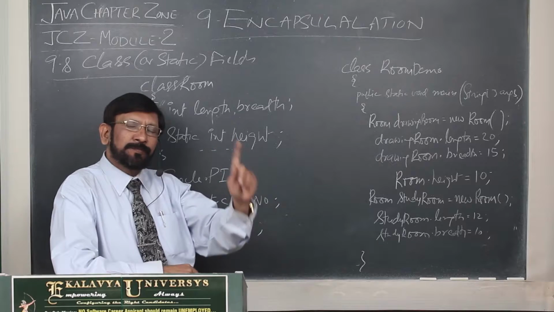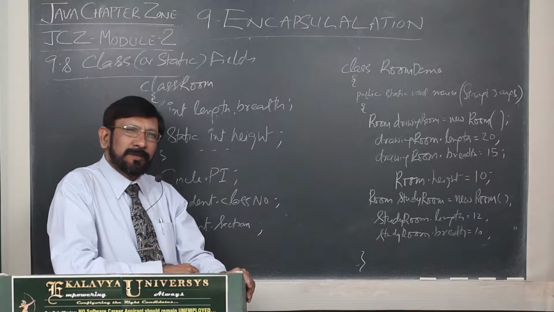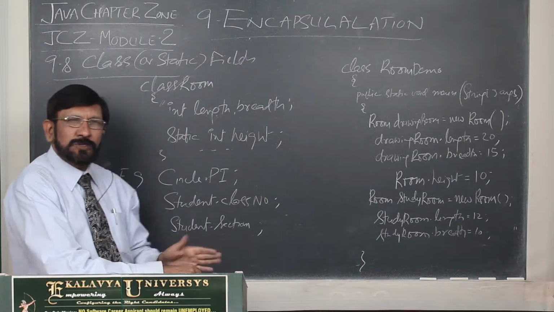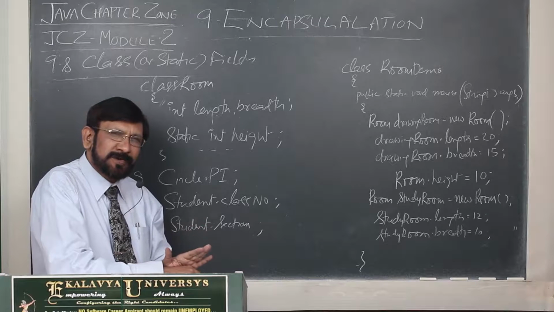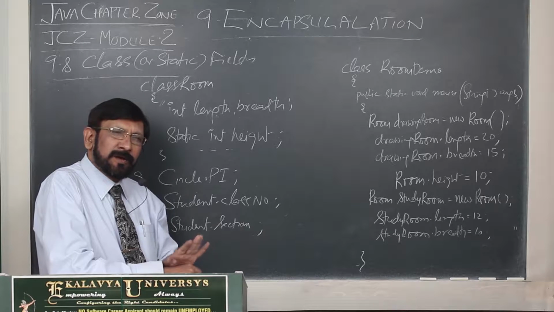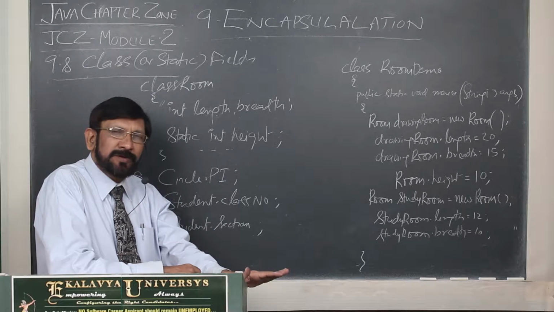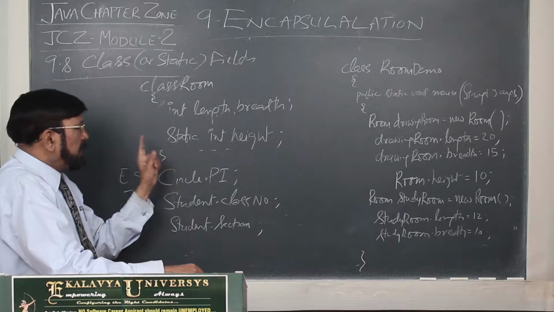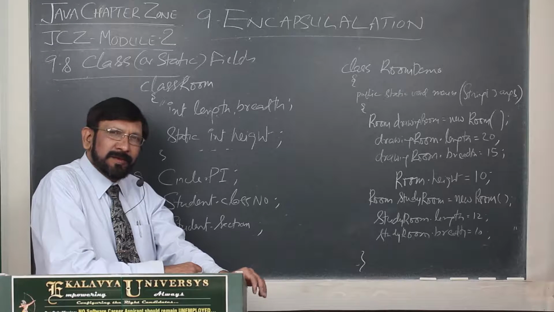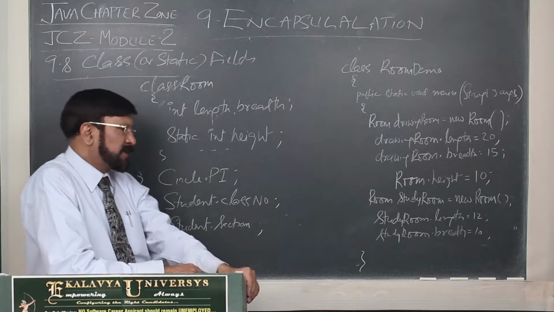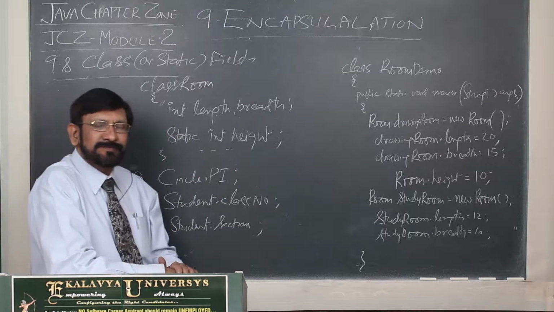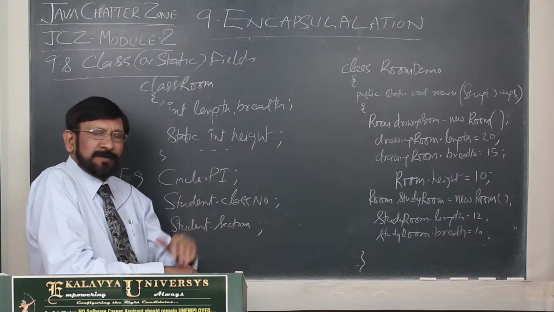That means only one copy is created for that. The best example is this. In most buildings, in 99% of buildings, the length and breadth of all the rooms may be different, but the height of all the rooms in a building is the same. In such a case, you can declare the height as static, because only one copy is enough.